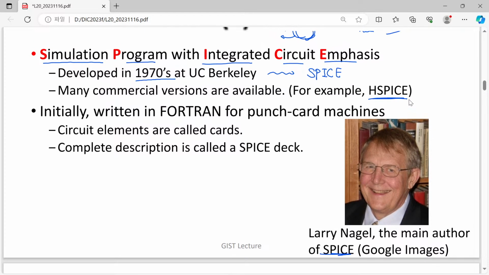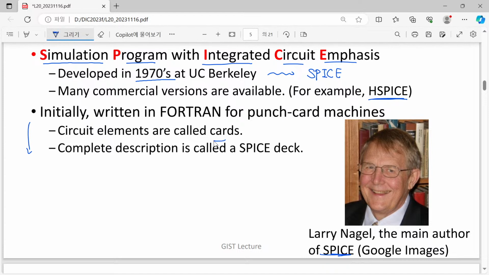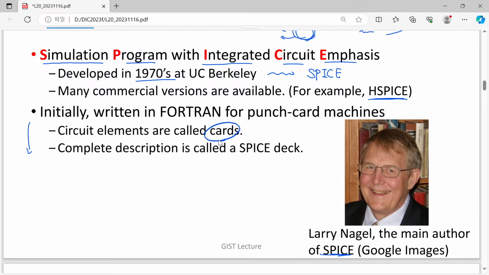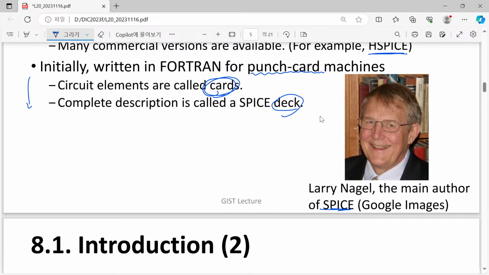Initially it was written in Fortran for punch card machines. Have you ever seen a punch card machine? Maybe you have seen it only in a museum. So let me just skip this part. The naming, such as deck and cards, all originated from our former days' history, but we can just skip it.